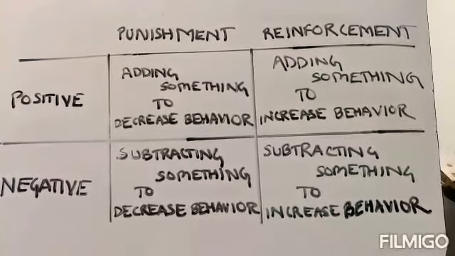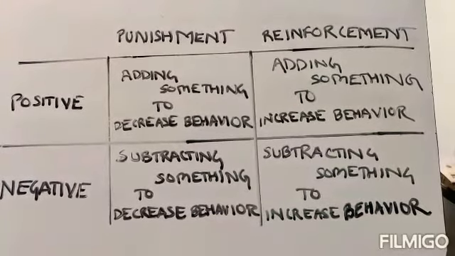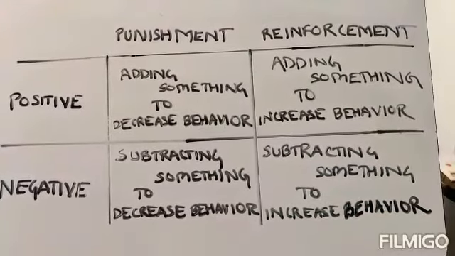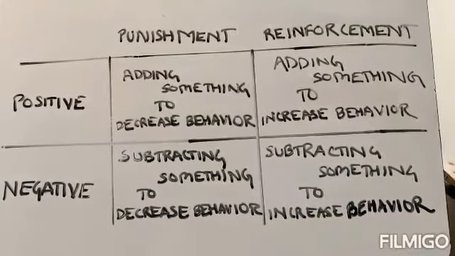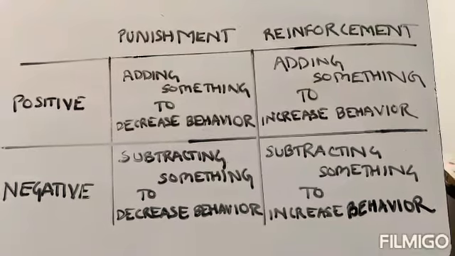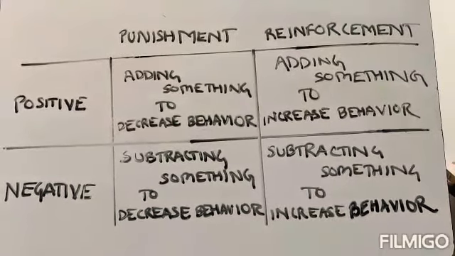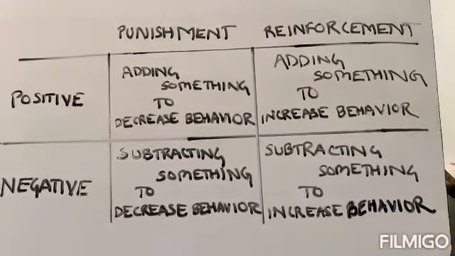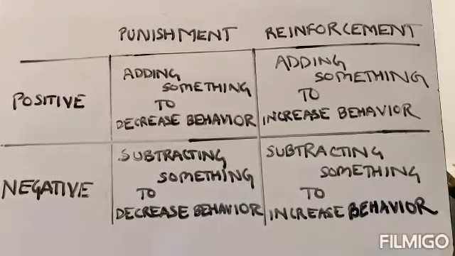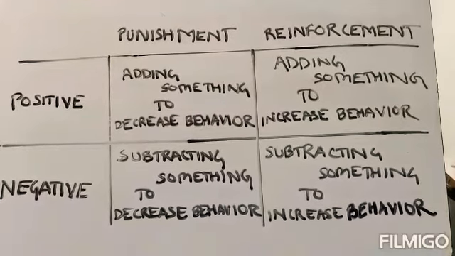Now, positive punishment is basically adding something to decrease behavior. Positive reinforcement is adding something to increase behavior. Negative punishment or extinction is subtracting something to decrease behavior or also end it. And negative reinforcement is subtracting something to increase behavior.